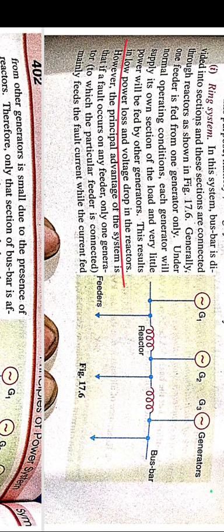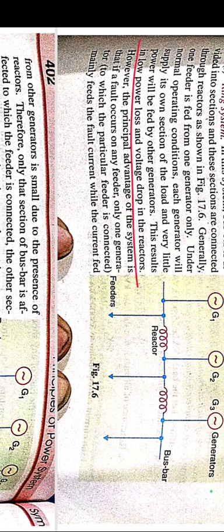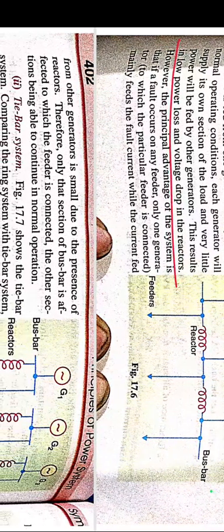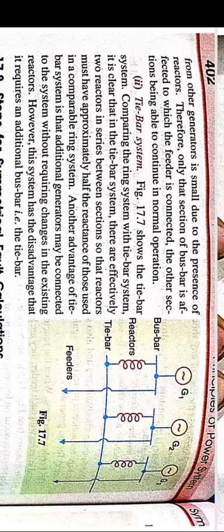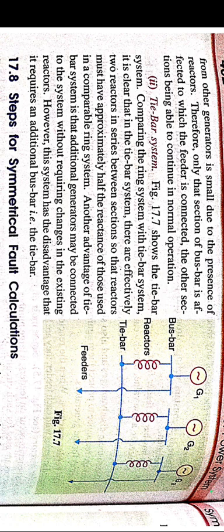However, the principal advantage of this system is that if a fault occurs on any feeder, only the one generator to which that feeder is connected mainly feeds the fault, while the current from the other generators is small due to the presence of the reactors. Therefore, only that section of the busbar to which the feeder is connected is affected, and the continuity of normal operation is maintained in the other sections.